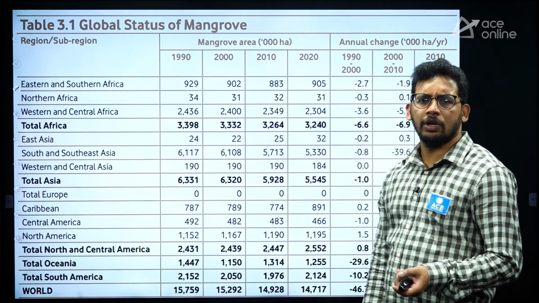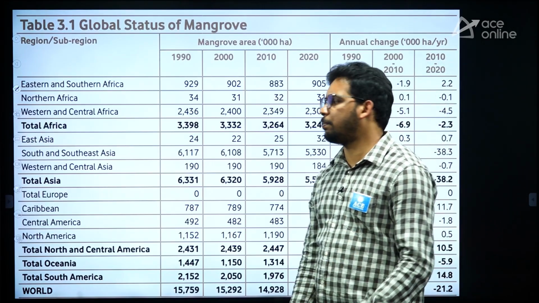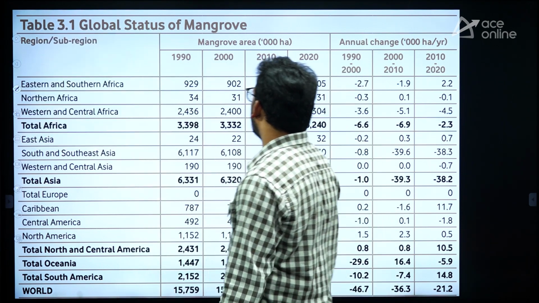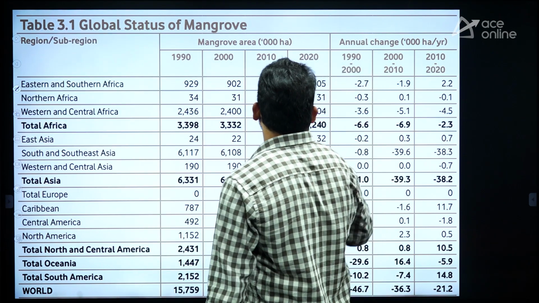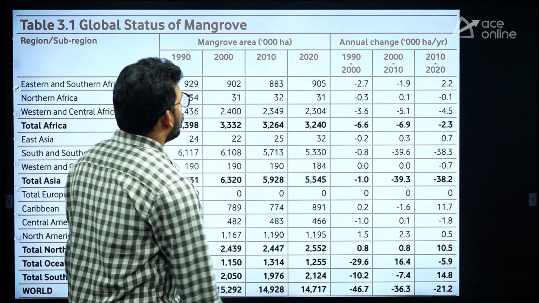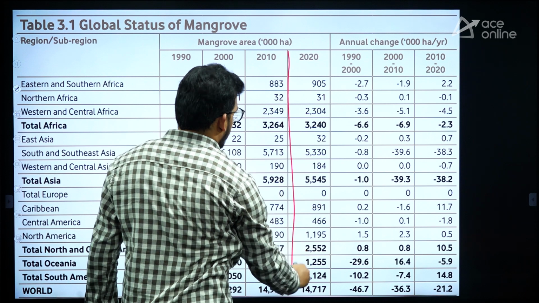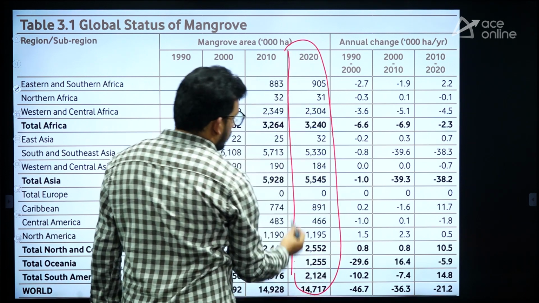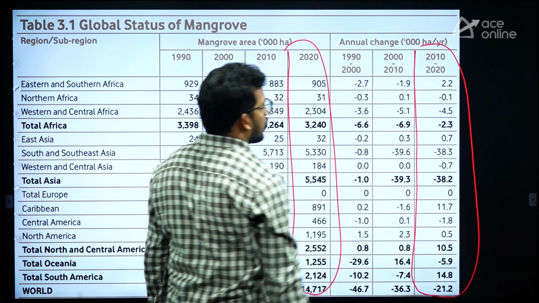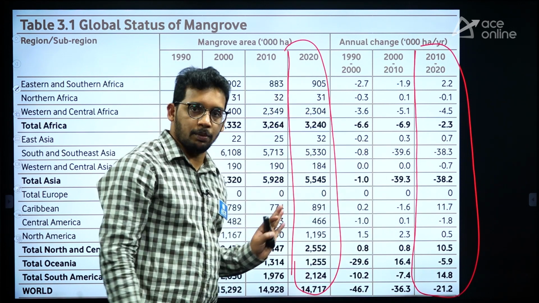Mangrove forest, you all know, is the salt tolerant plantation, and let's see where mangroves are highest. You need not worry about all the years. You just need to know about 2020. This is the present status, and this is the decadal change: in 10 years, how much they have changed.